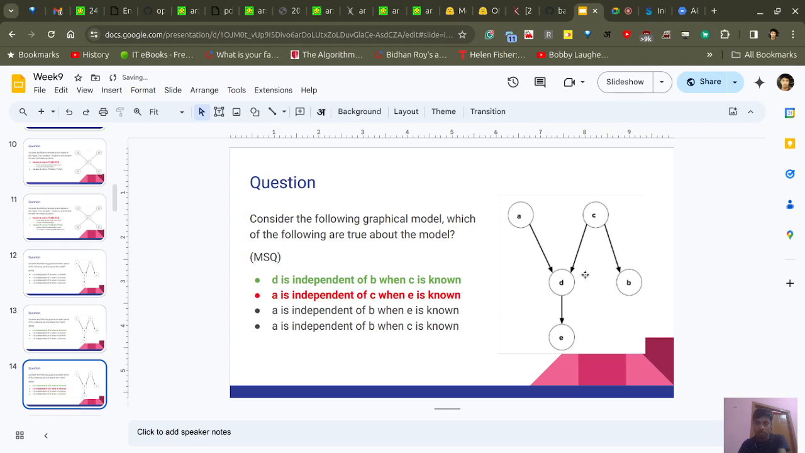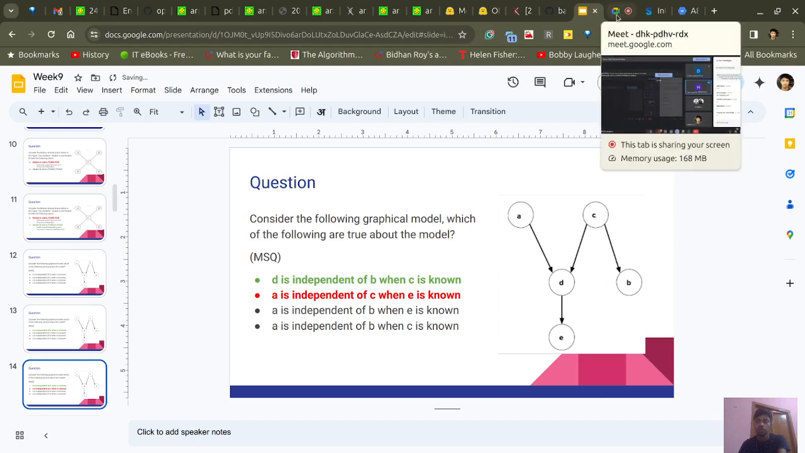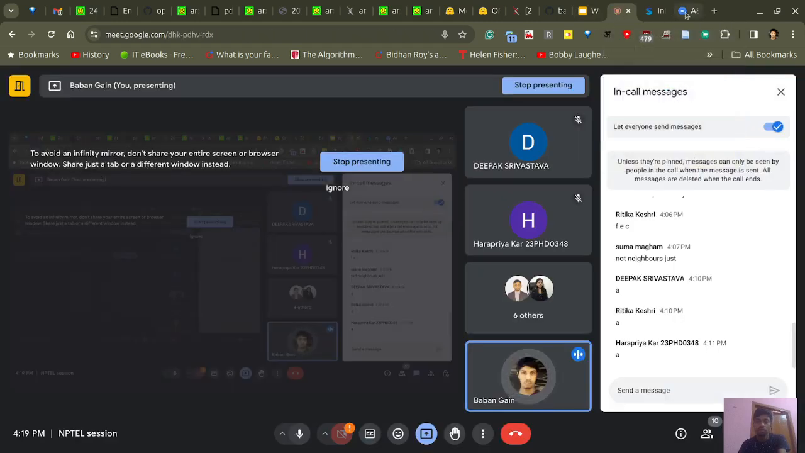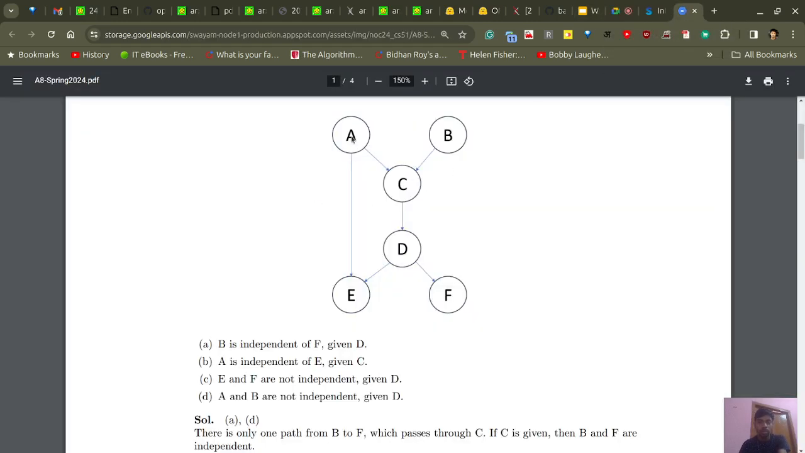Yeah, this one I guess. So here A is independent of C when E is not given. Okay. Anyway, let's go to here. A, B is independent of F given D. Okay, so in this case D is blocking, right?